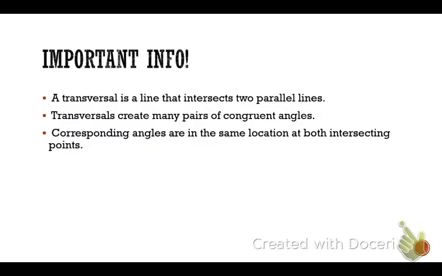Parallel lines. So what is a transversal then? A transversal might be a term that's new to you. Okay? A transversal is a line that would intersect two parallel lines. So it's actually going to cross through both parallel lines. And when that happens, the transversal will create many pairs of congruent angles.